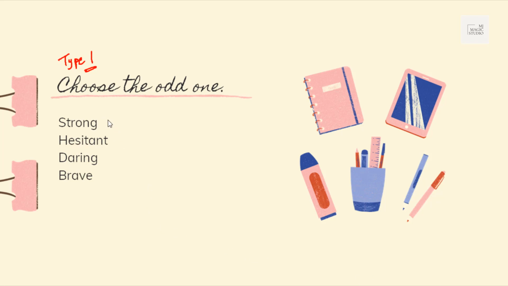So strong, daring, brave. I think all three are synonyms, isn't it? Strong, daring, brave. So hesitant is different, as all others are synonyms of each other. Very good. So the odd one out here is hesitant.